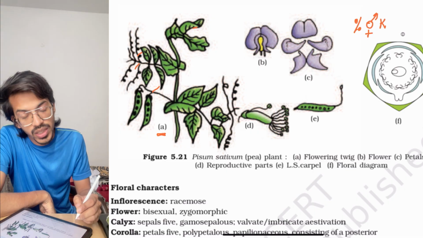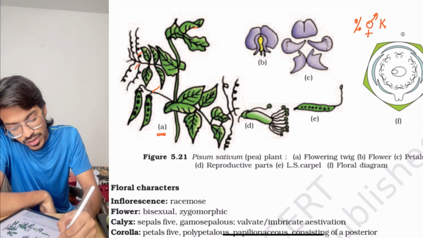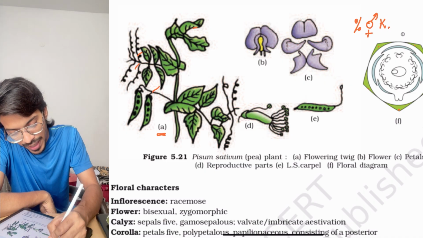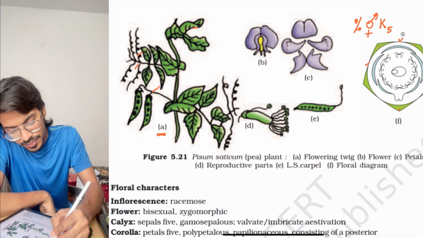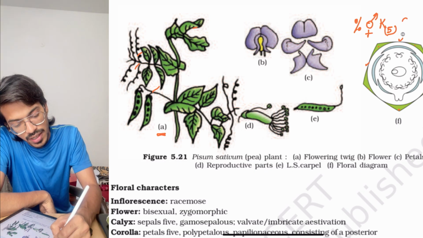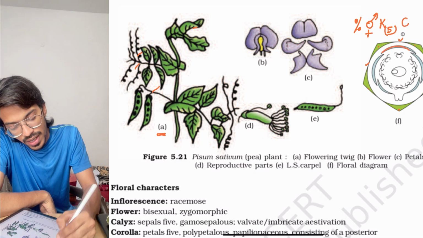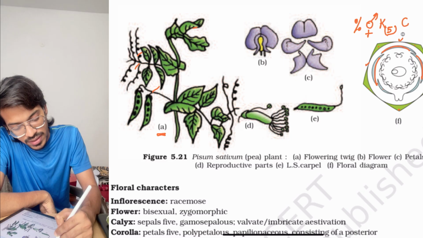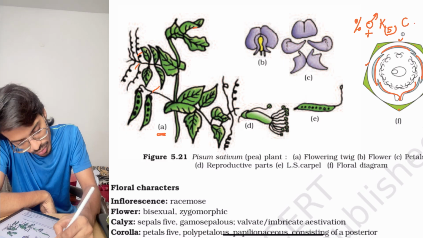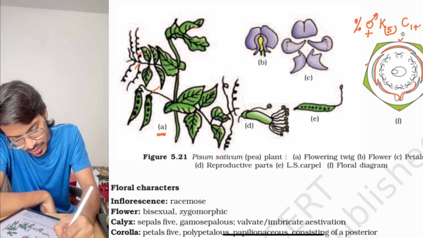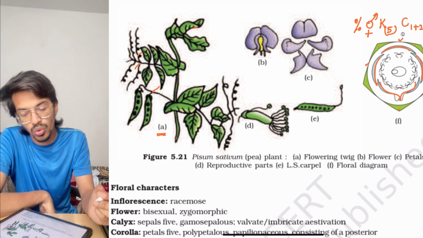Okay, so the calyx is what? The calyx is 1 2 3 4 5. Five are there, and can you see that all are joined? So we will write it like this. Then comes the corolla. If you see, one is outside, two like this, and the third is joined. So we will write 1 plus 2 plus 2, joint.